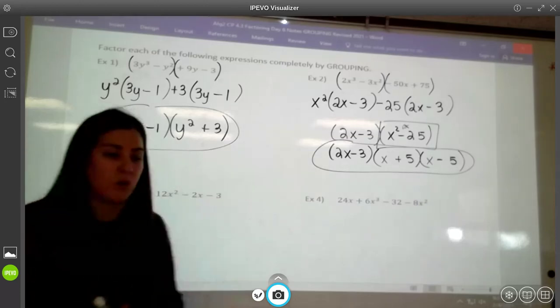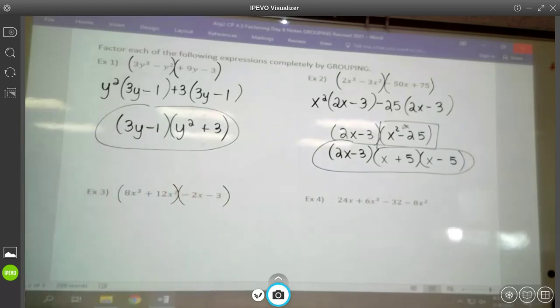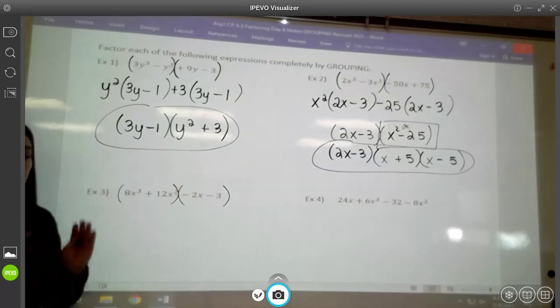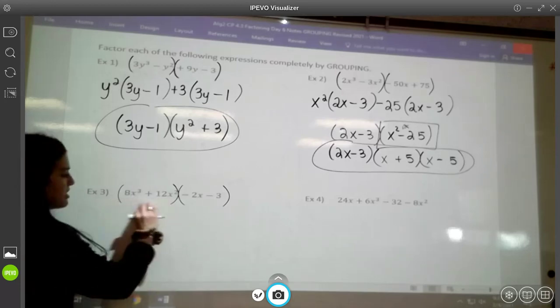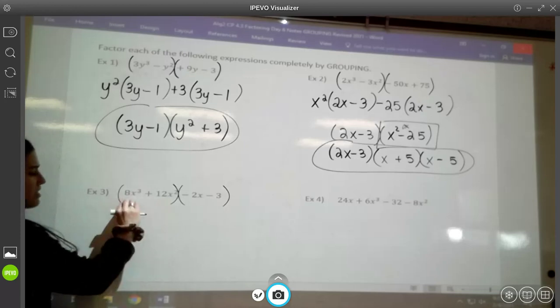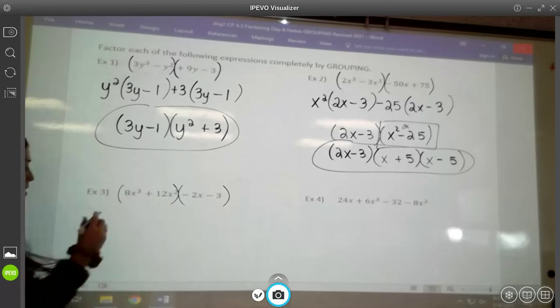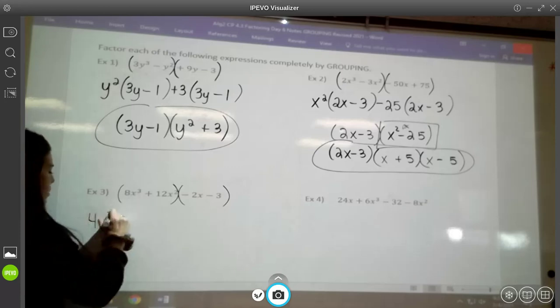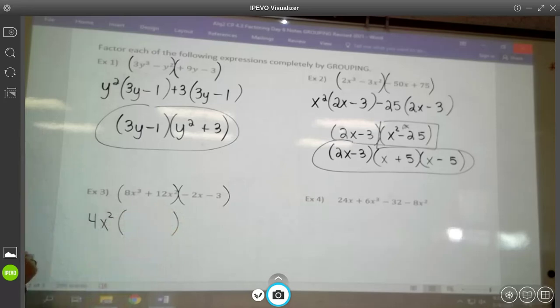So let's make our groups. Let's group the first two, and let's group the second two. And now one at a time, let's find the group's individual GCFs. So what is an individual GCF between these two pieces? What does an 8x to the third and a 12x squared have in common? They have a 4 and they have an x squared. All right, well, what would be left if I pulled a 4x squared out of these two pieces?